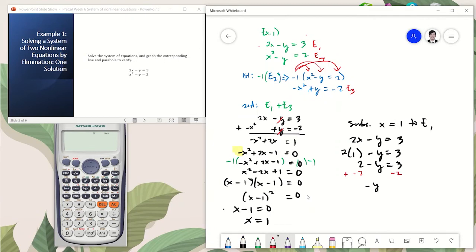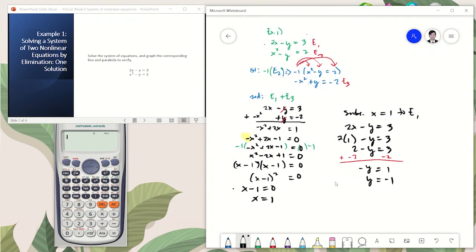So negative y is equal to positive 1. And this is a negative y. Multiply both sides by negative 1. So this will become y is equal to negative 1. So here, our solution. So therefore, the solution is 1 and negative 1. Okay.